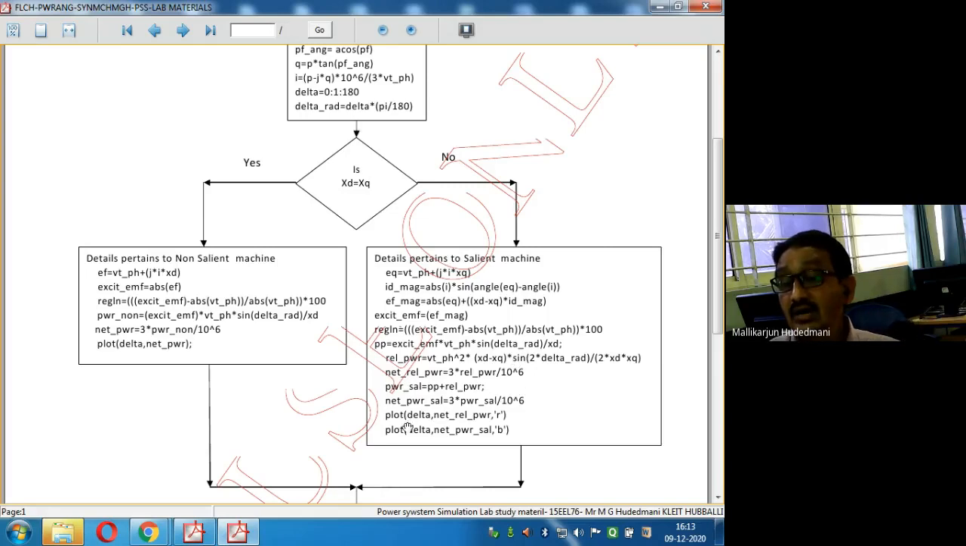Then I know another term, net power salient. Net power salient is 3 times the power salient. What does this salient power refer to? Salient power is the sum of the peak power plus reluctance power. So I would say PP and REL power, what I have here, these two I'll be using separately because I have a plot of active power with delta, and a plot of reluctance power with delta in this pattern. Hence, I'll be doing two plots.